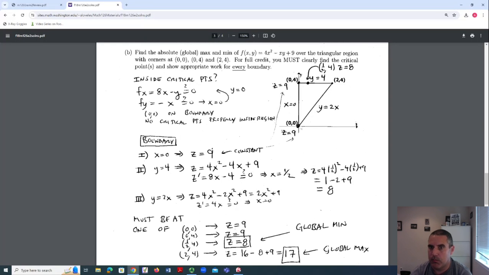For each boundary, it needs the one variable function: z equals 4x squared minus 4x plus 9, and this. I need to see those three functions. That's how I grade this. Does the student have this function, this function, this function, and did they find the critical points of the surface itself? If those four things are there, you're going to get a lot of the points.